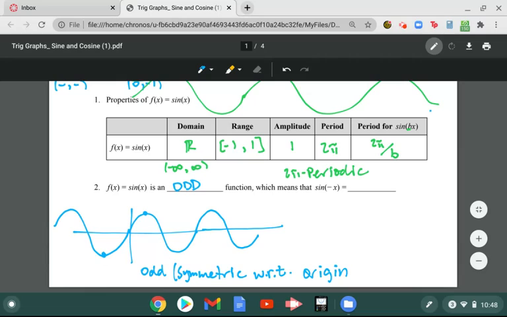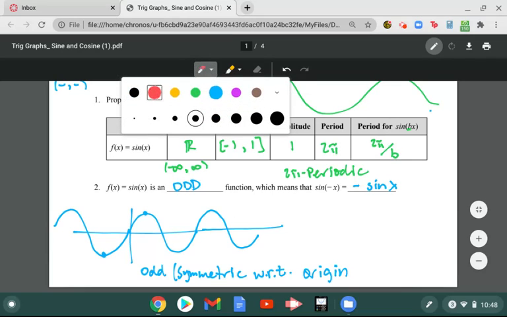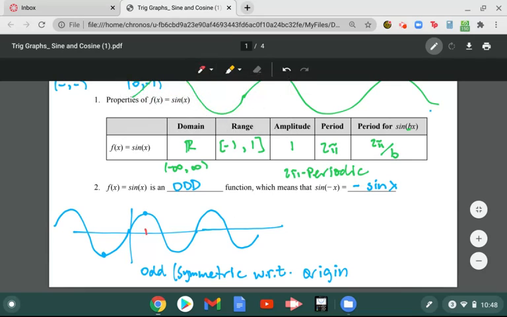Odd here has nothing to do with 1s, 3s, and 5s, but it has everything to do instead with symmetry. So odd means that sine of negative x is equal to, the negative sign is going to pop out, negative sine x. For example, if I take a look at the point here at the maximum, this point right here is at pi halves.